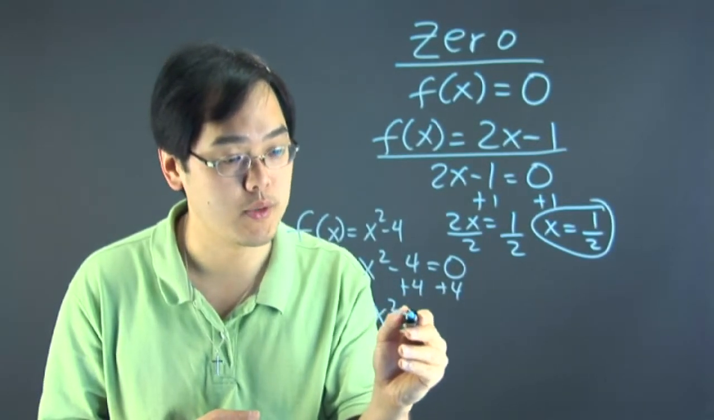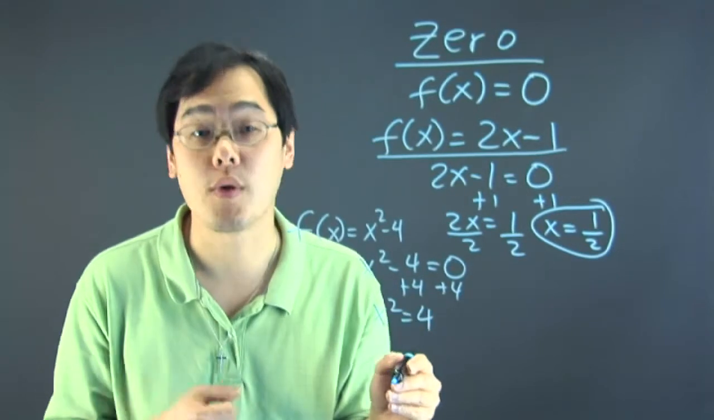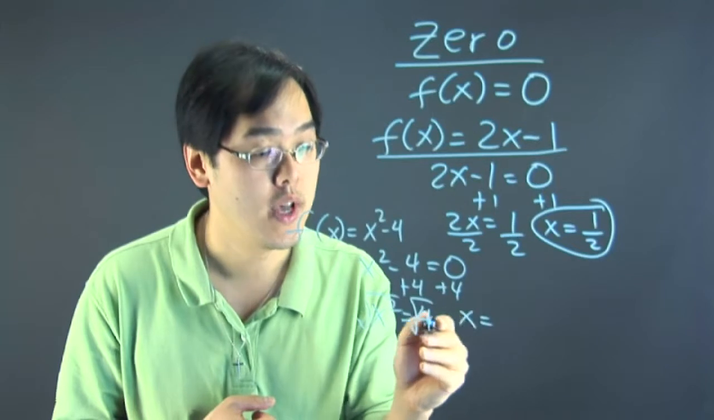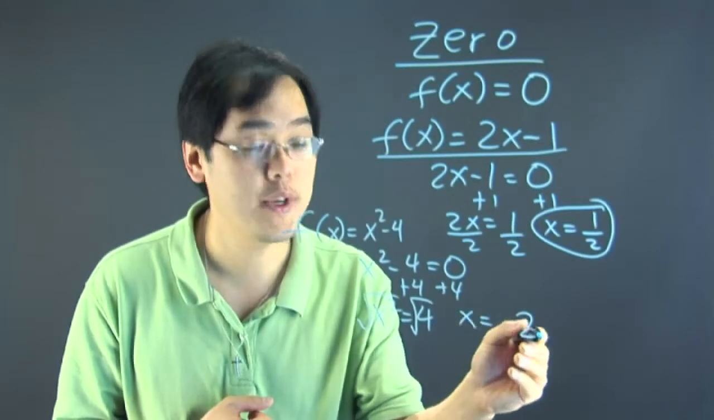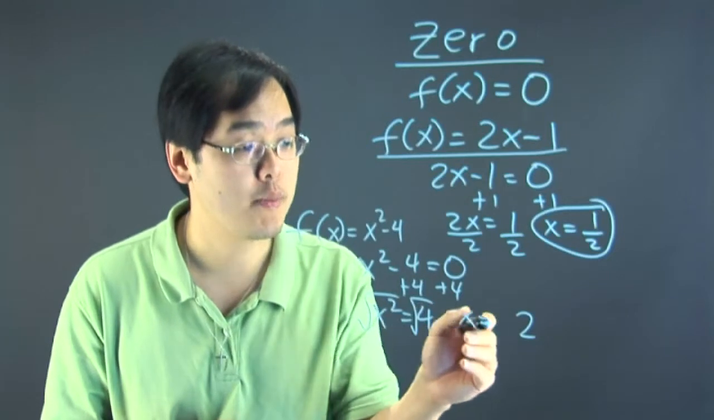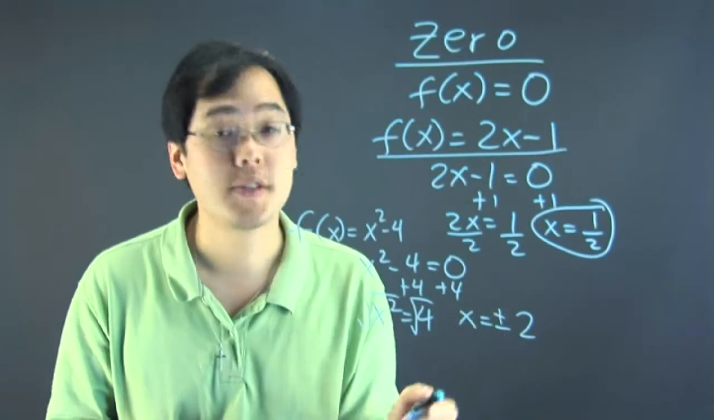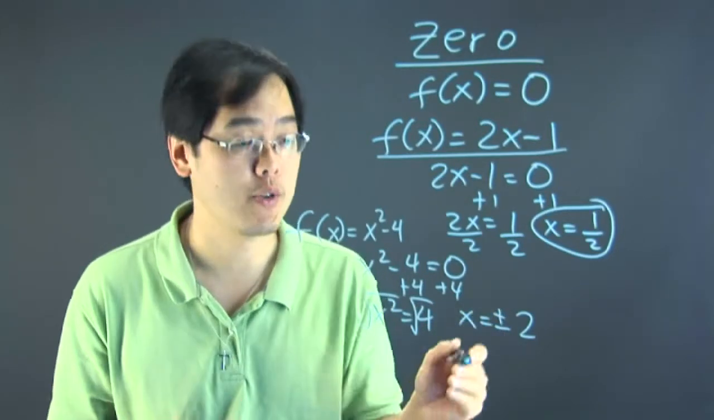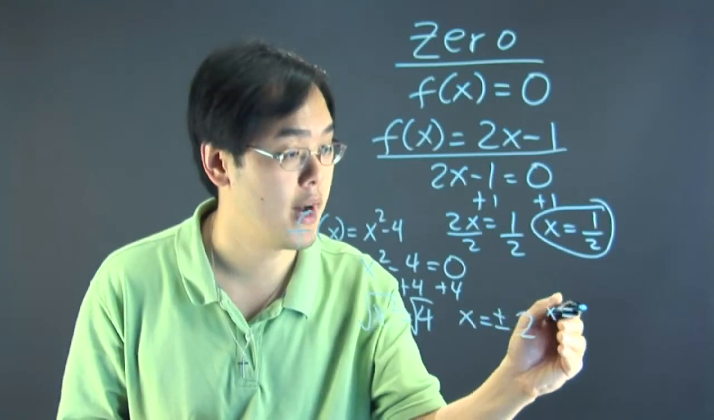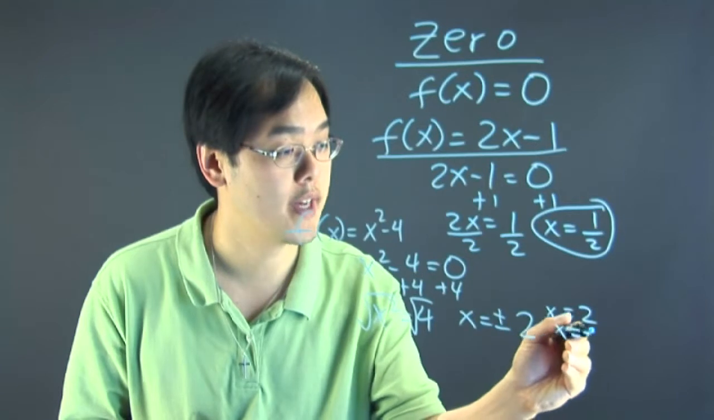x squared is equal to 4, and then just take the square root of both sides, and you have x is equal to... the square root of 4 is 2, but as you might remember from algebra lessons before, if you take the square root of both sides, you have to do the plus or minus. So in this case, x has 2 zeros: x is equal to plus or minus 2, x is equal to positive 2, and x is equal to negative 2.